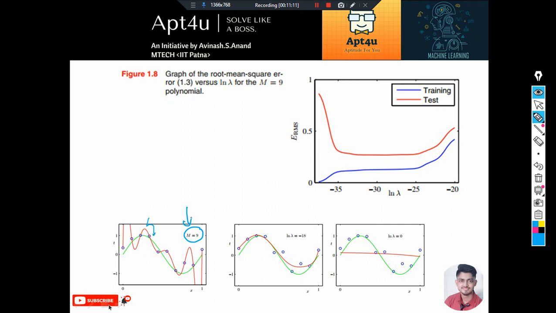We are trying to have m equal to 9 only, and just by adjusting the coefficients we want to make this red curve look similar to the green curve, because the green curve is the actual pattern of the data and the red curve is being generated by the machine which is trying to learn the pattern.